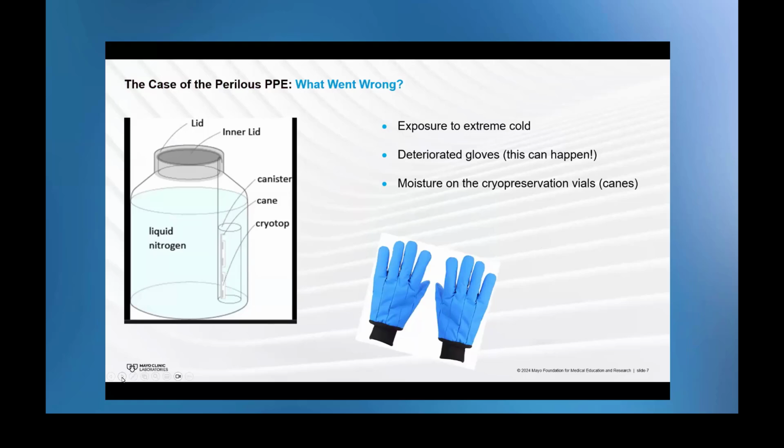The thing I want to point out here is that this is a graphical representation of what I described, but graphical I use in quotes because some liquid nitrogen storage tanks can be really huge and challenging to work with. And when we're handling these precious products, time is of the essence to ensure preservation and quality of the product. So I just want to point out again, this person was exposed to extreme cold. The gloves had actually deteriorated a bit, and this can happen. They're not endlessly usable, and the moisture on those canes was problematic.